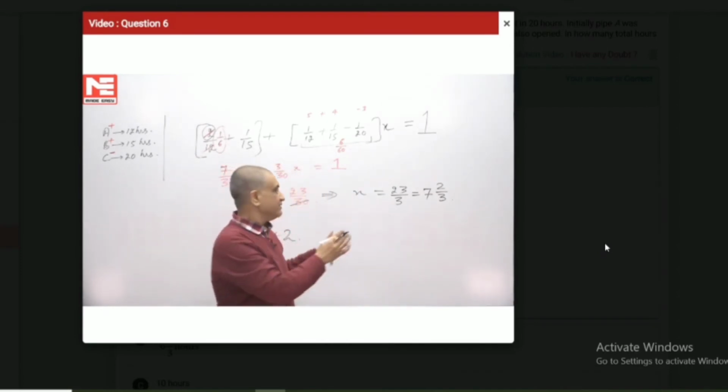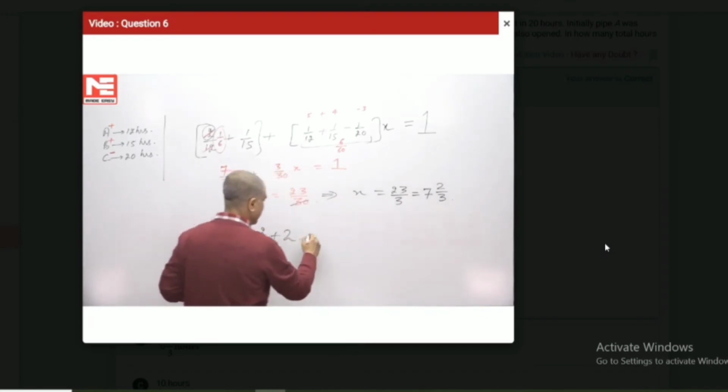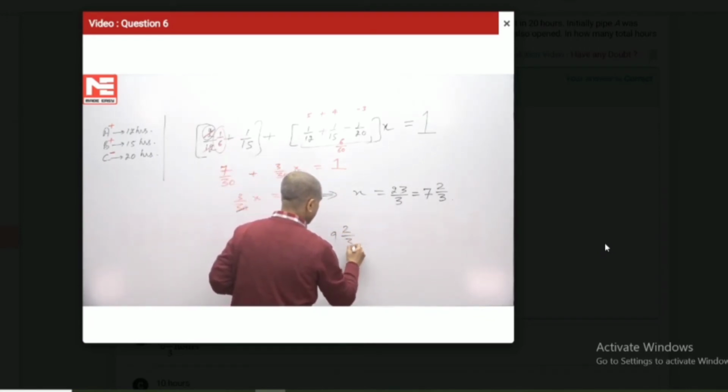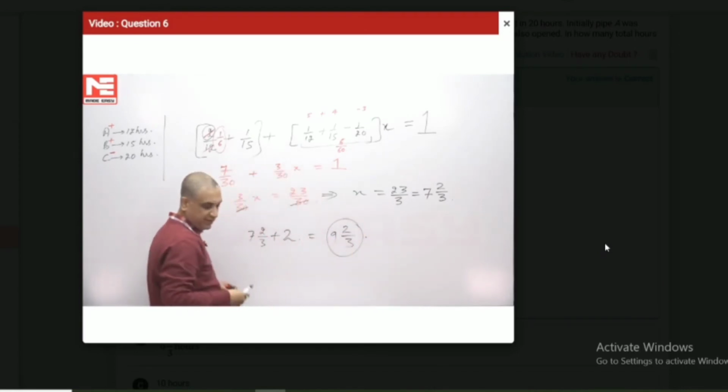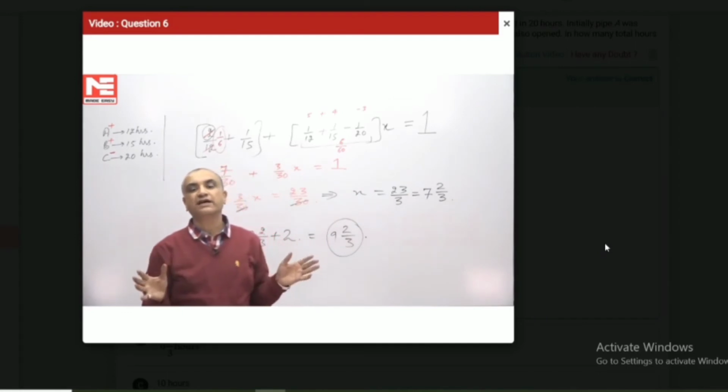This x hours is the time after C started. So we have to add 2 more hours here, that is equal to 9 2/3, so 9 hours and 40 minutes. The answer is only in the form of the fraction. So 9 2/3 is the total time required to fill the tank.